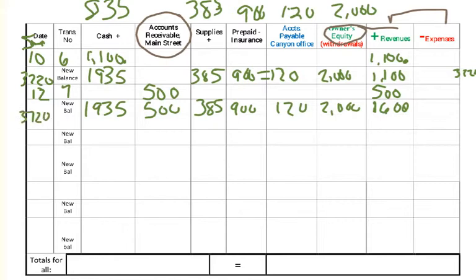Now, is that going to match our assets? Our liabilities plus our owner equity. Let's look. $120 still owed for office supplies, $2,000 invested. $1,600 in sales. $37.20. Yes, we still balance. Perfect. The business is running just the way it should.